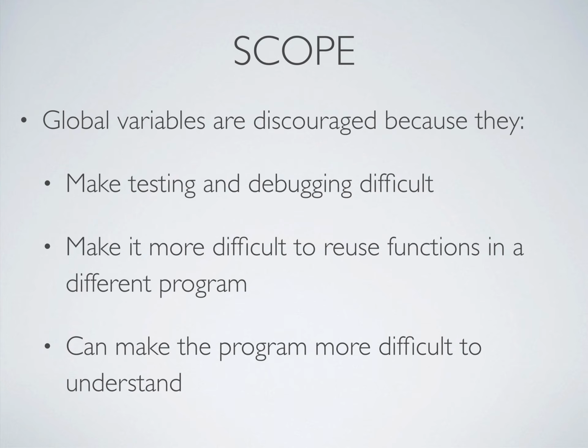And in general, they can just make the program more difficult to understand. So it's much easier to keep track of why you have certain variables if you have smaller pieces. If you keep everything isolated into smaller functions, it's much easier to keep track of the variables that you just use in that function, versus if you have a bunch of global variables, you have to keep all of those in mind every single time you look at any function in your code. So again, global variables generally discouraged for many reasons.